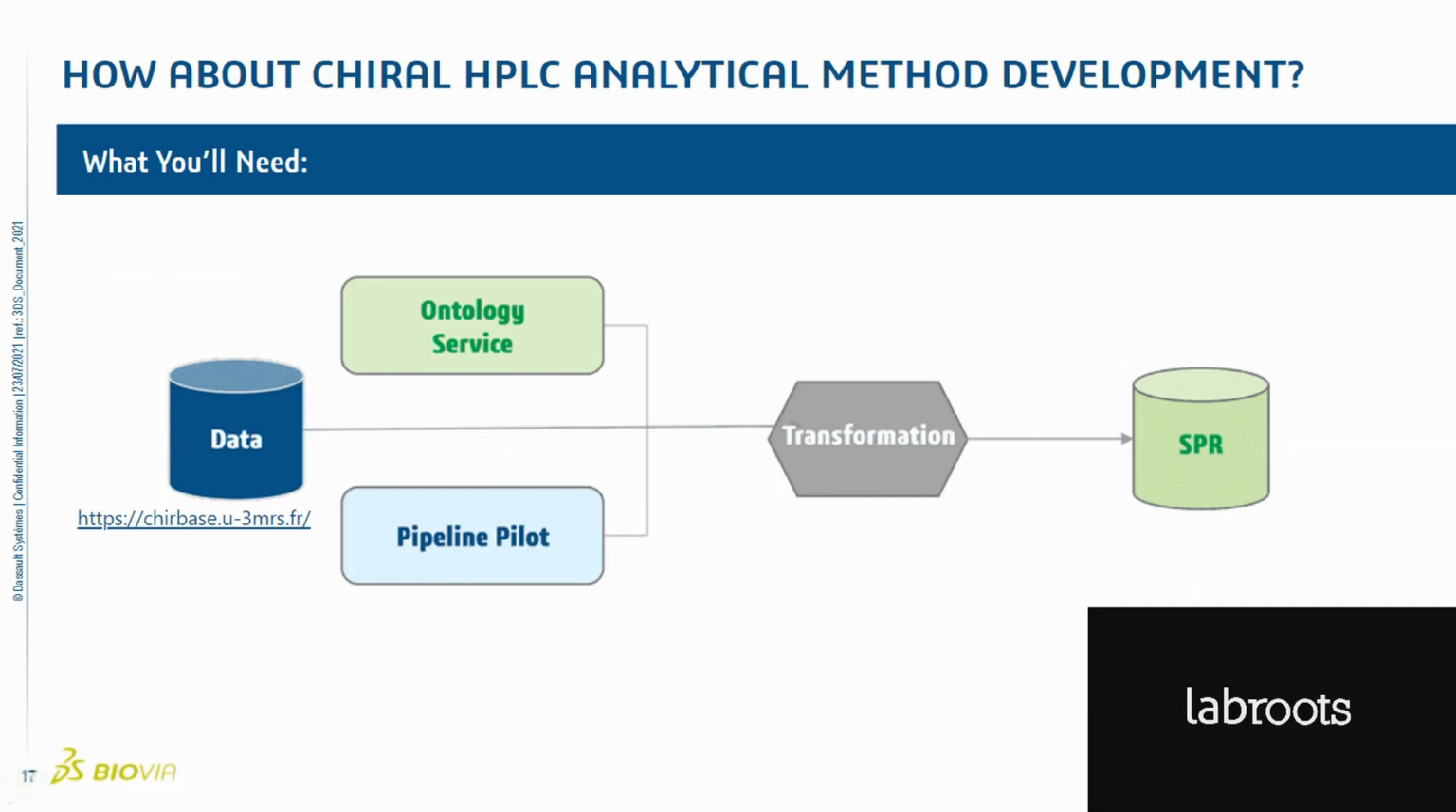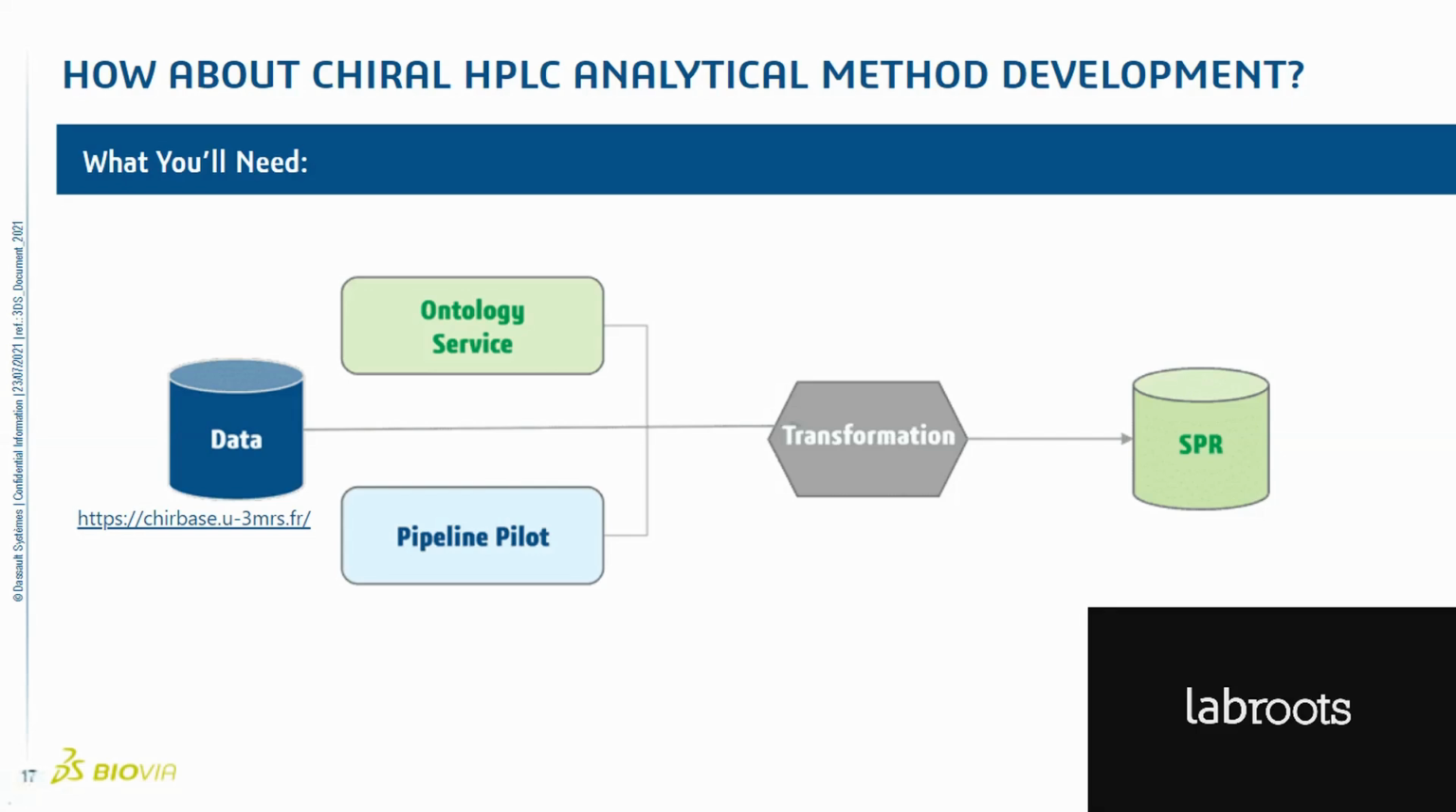So one proof of concept that we investigated at BIOVIA to sort of prove that this type of data model can work the way we wanted it to was around chiral HPLC analytical methods. HPLC method development is used in a variety of industries for a variety of purposes. And for many customers and scientists, they have their starting columns and methods pretty well defined for the material that they're working with.